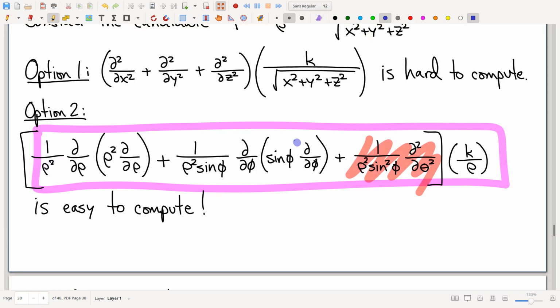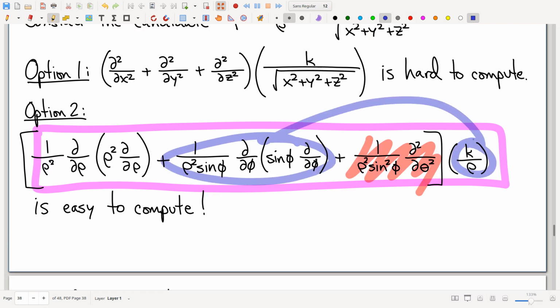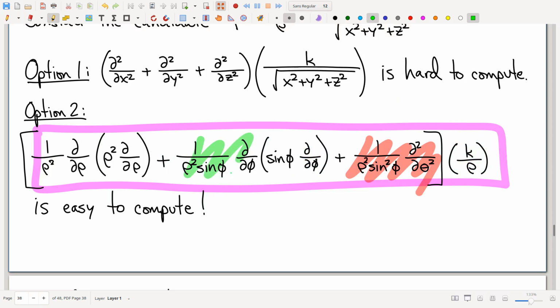Likewise, looking at this applied to that, very first step, phi partial. There are no phis in there. Poof. It disappears. So all of this is gone.